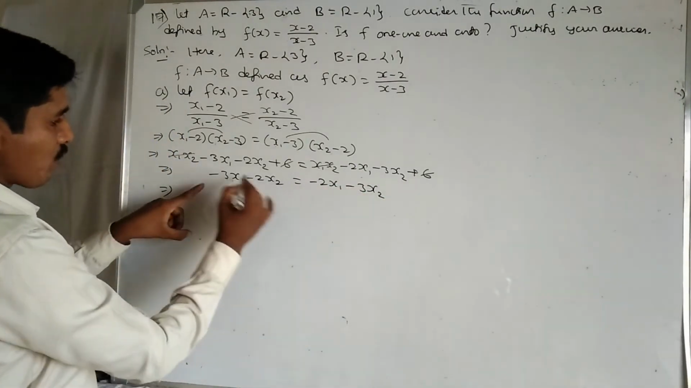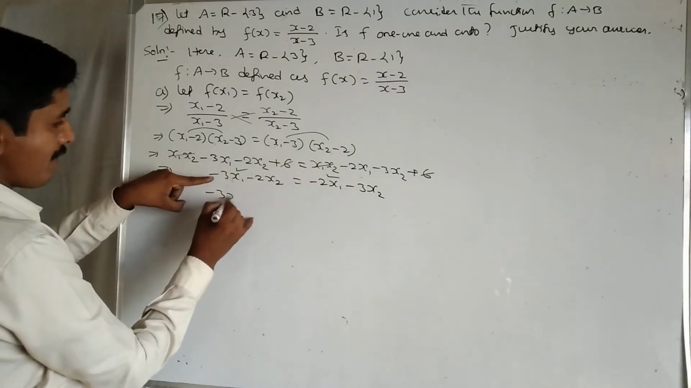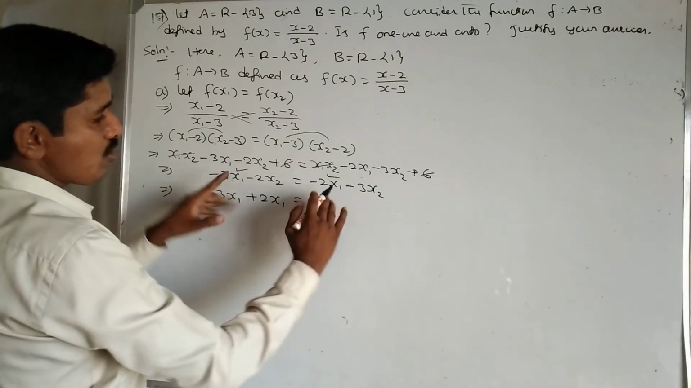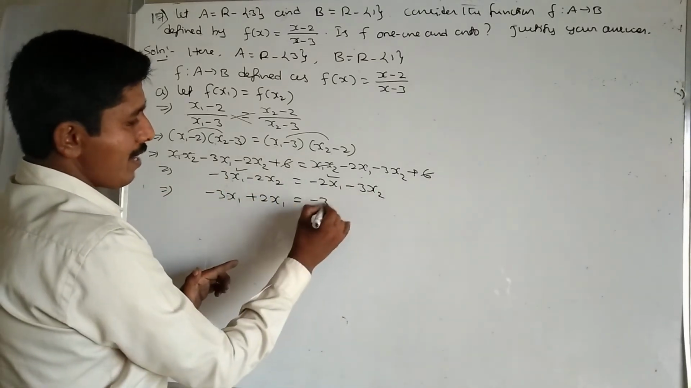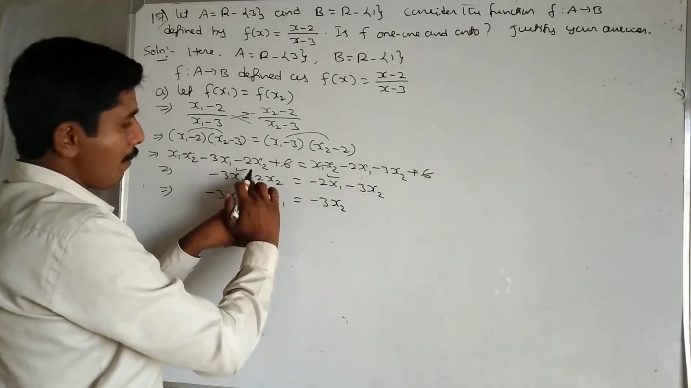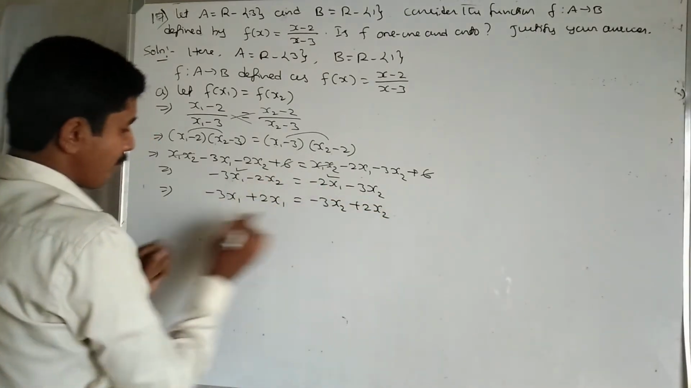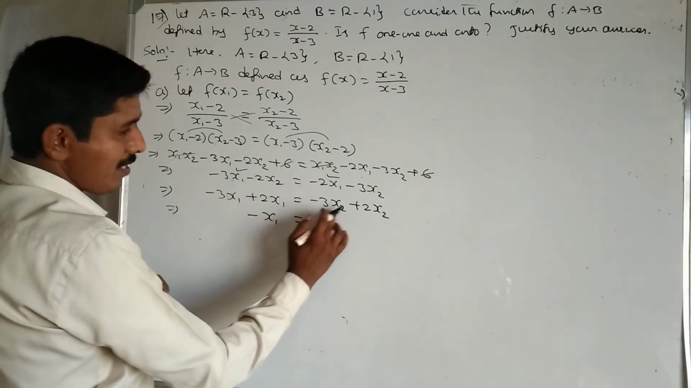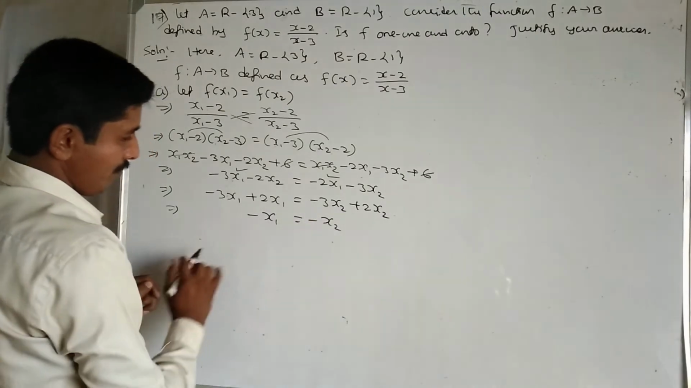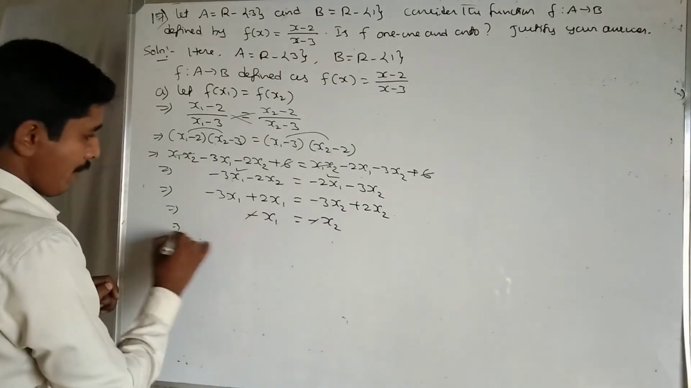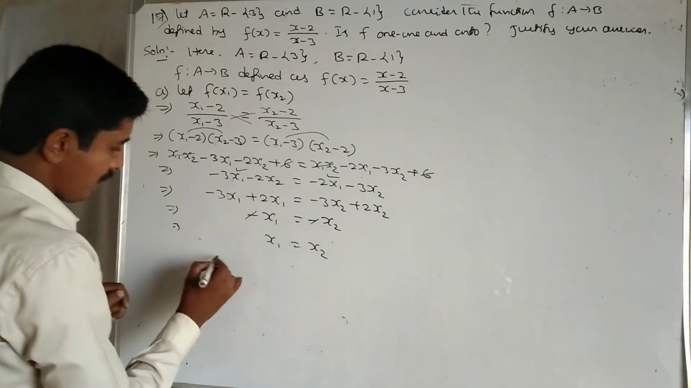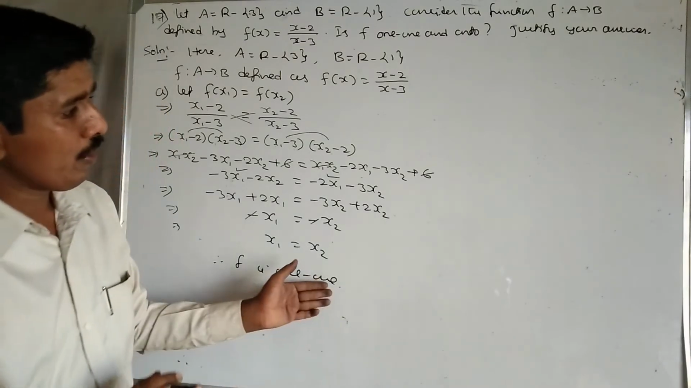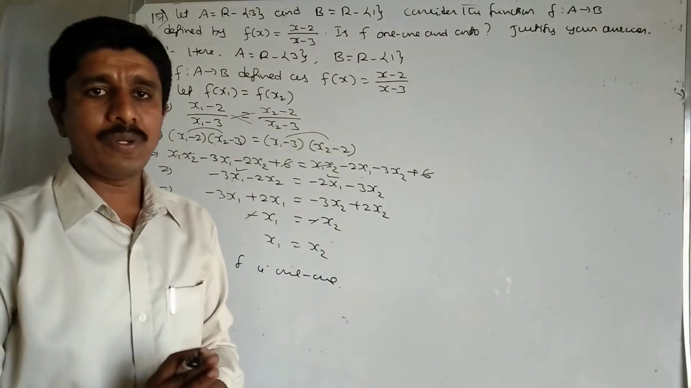Separating the x1 terms and x2 terms: taking -3x1 to the left side, the minus becomes plus 2x1. Taking the x2 terms to the right side, -3x2 becomes plus 2x2. So -3x1 + 2x1 is -x1, and -3x2 + 2x2 is -x2. The minus signs cancel, so x1 equals x2. Therefore f is one-one. We don't have space, so I am going to verify onto later.